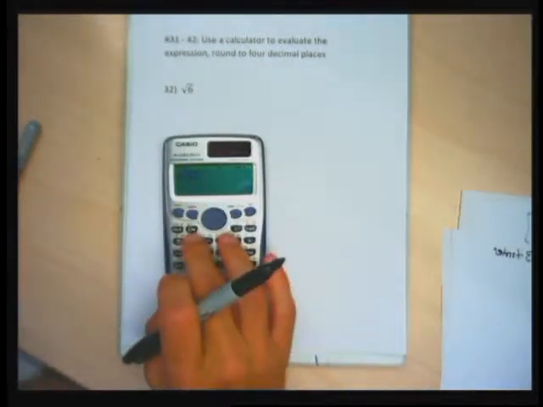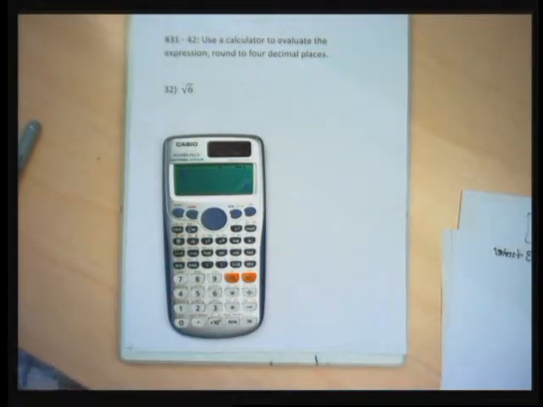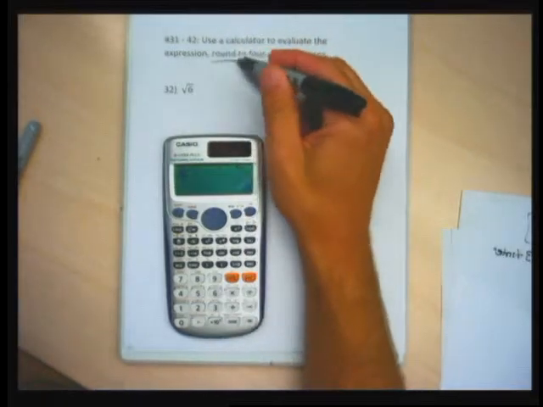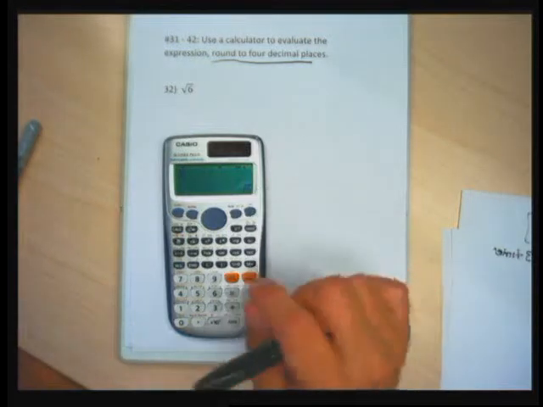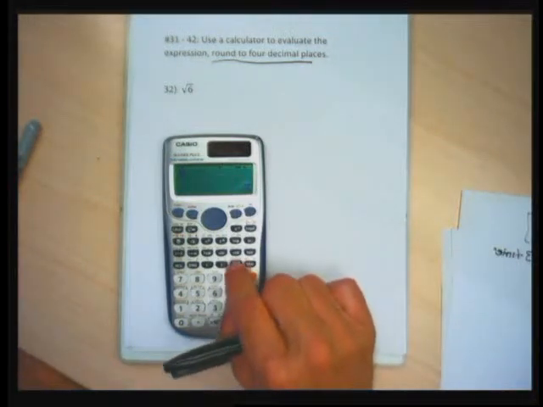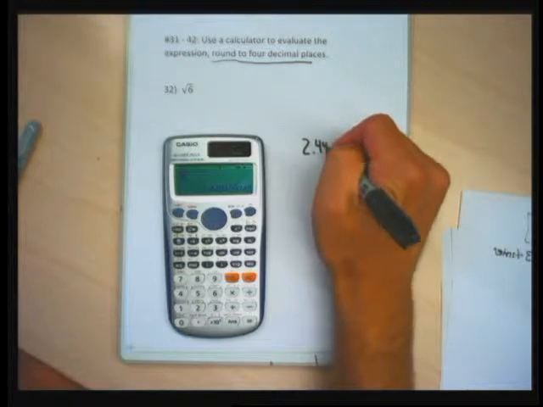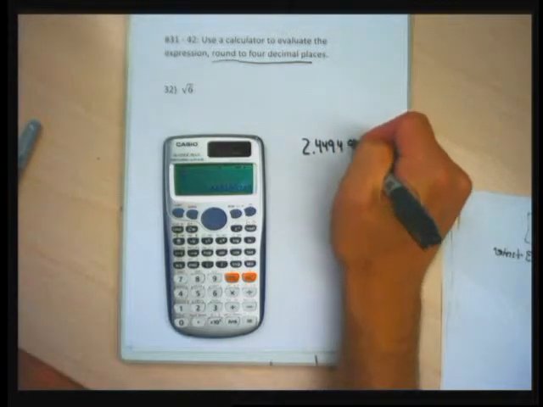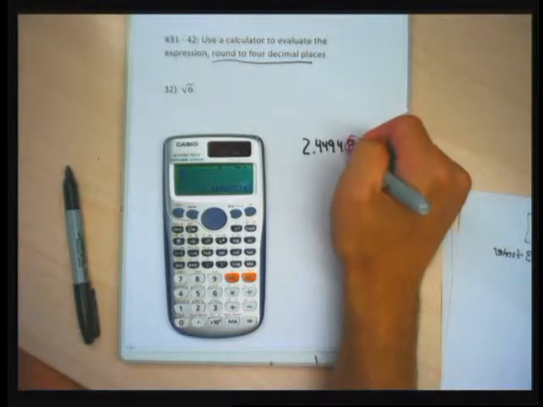The first problem I see here, 32, if I do the square root of 6, my calculator all of a sudden says this is the square root of 6, and it doesn't give me a decimal. But the instructions imply I want a decimal answer. If your calculator does this, to get the decimal answer, you hit the SD key, right above the delete. If I hit the SD key, this tells me this is 2.44948.